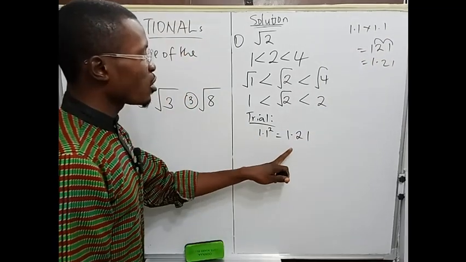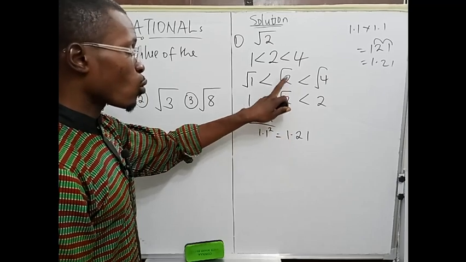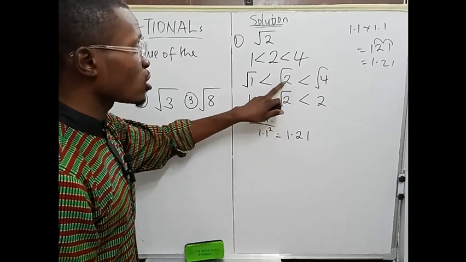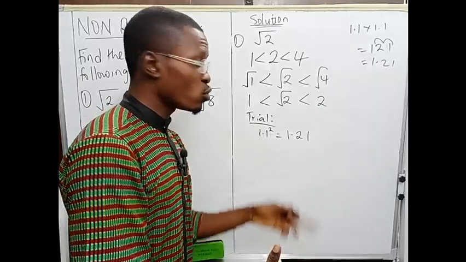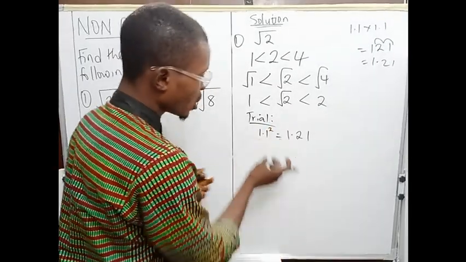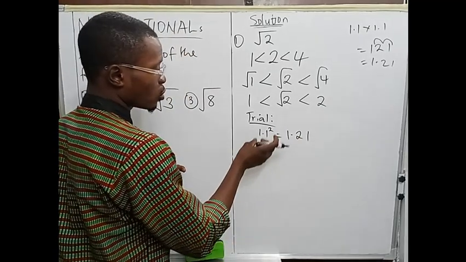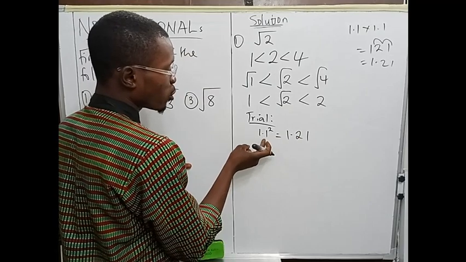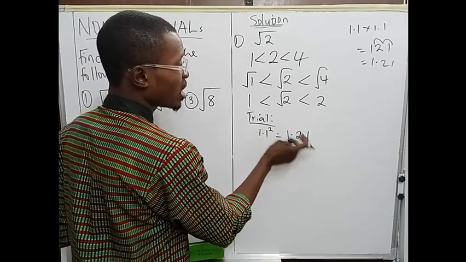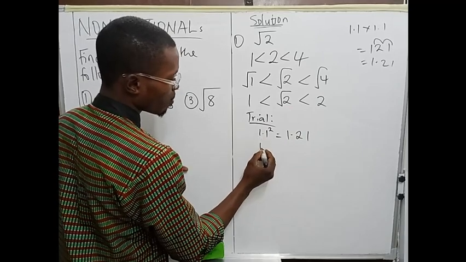You can see it's very close to the number 2. Because what we are trying to do now is, since we know that the square root of this number is a number, so that we multiply them together to give you 2. So we are trying to get the number which, when we multiply together, will give us 2. So 1.1 square is 1.21. It's close to 2 but not 2. All right, so we'll try 1.2 now.